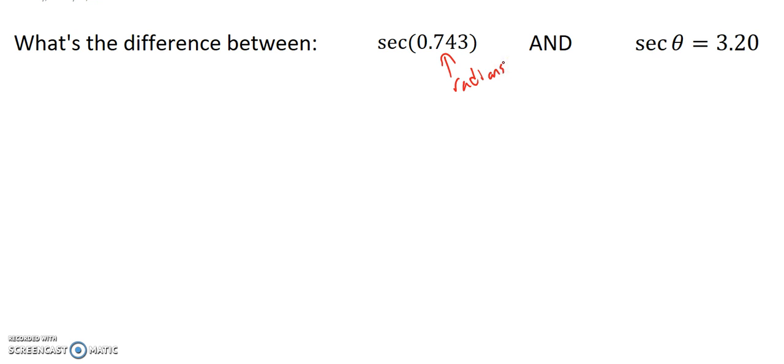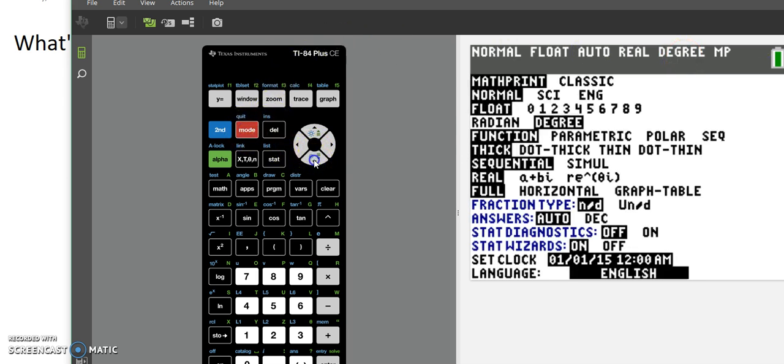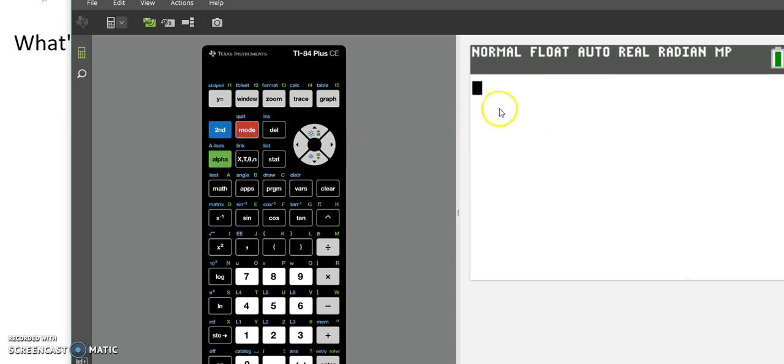So I go to my calculator. I don't have a secant function, but I can find the cosine. First of all, I need to make sure my calculator is in radians, which it is not. So I'm going to go to mode. I'm going to arrow down, highlight radians, and hit enter. And now I am in radians.